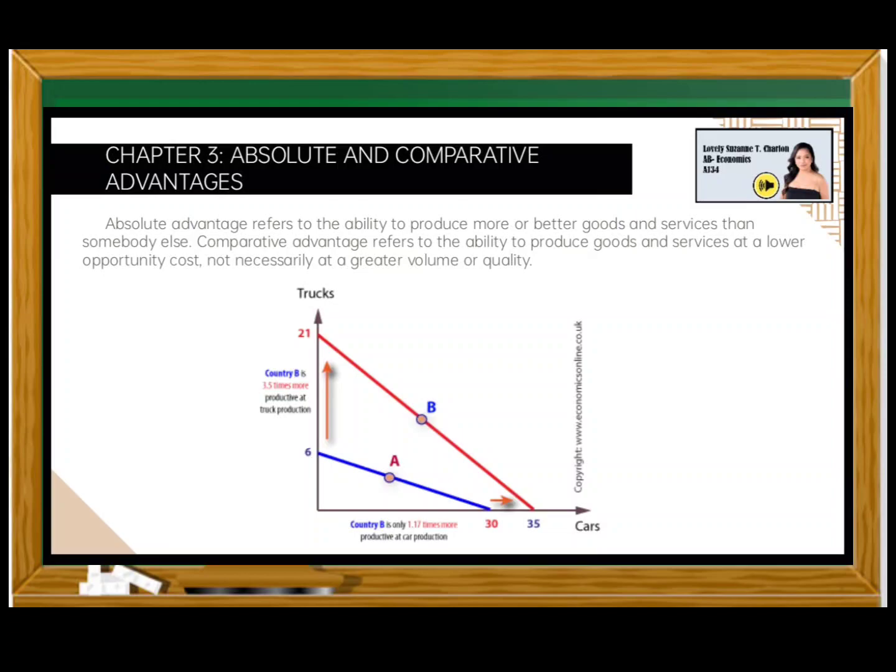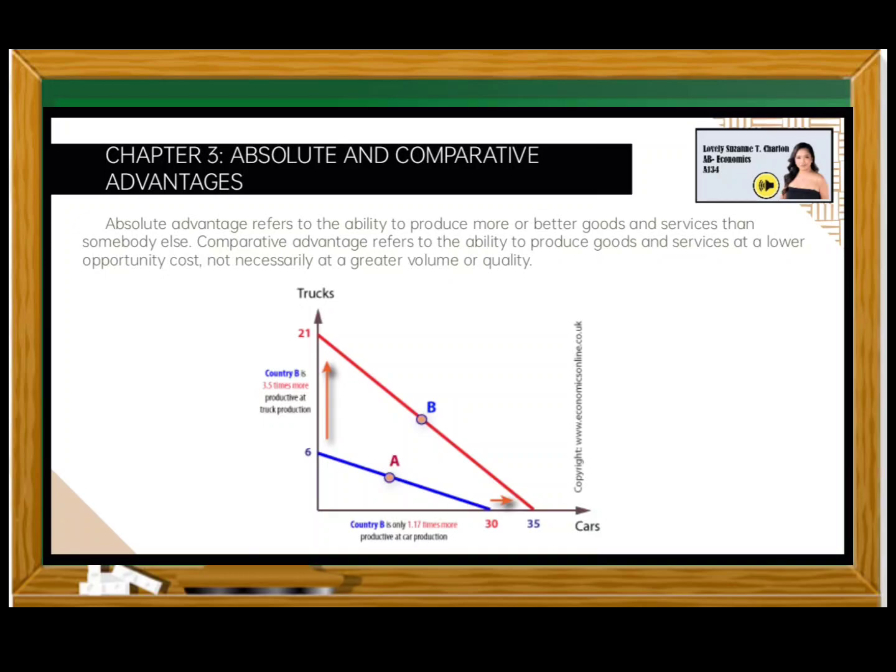Chapter 3, Absolute and Comparative Advantages. The absolute advantage refers to the ability to produce more or better goods and services than somebody else. Comparative advantage refers to the ability to produce goods and services at a lower opportunity cost, not necessarily at a greater volume or quality. In this case, country B has the absolute advantage in producing both products, but it has a comparative advantage in trucks because it is relatively better at producing them.